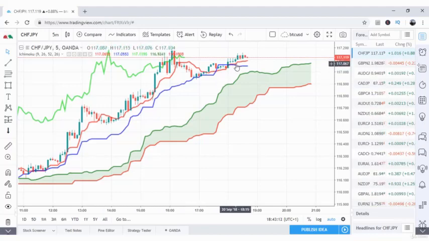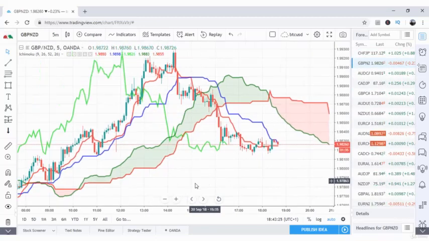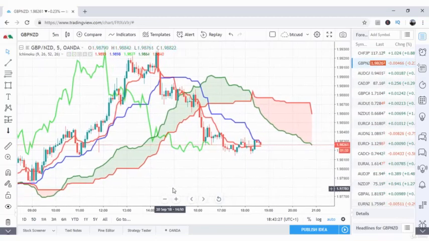Right now we have the blue line that just changed direction for a while, so you can start to consider to remove your long position after a long ride. The second currency pair is pound New Zealand dollar. The Ichimoku clearly shows that we have an uptrend in the first part of the chart.